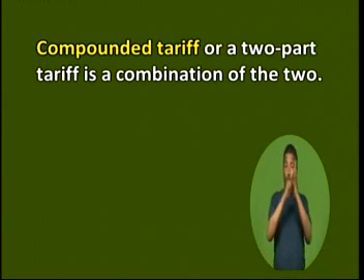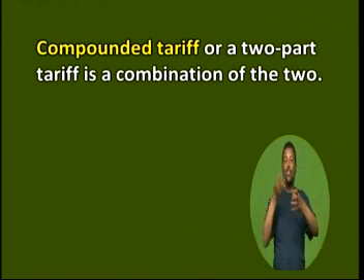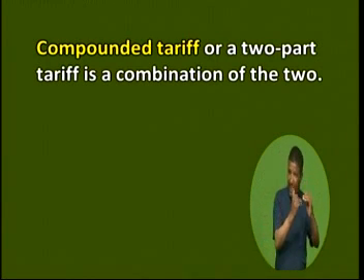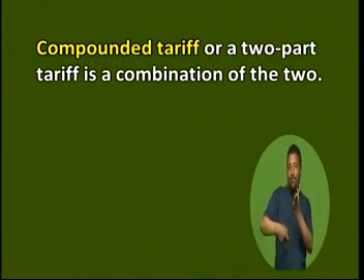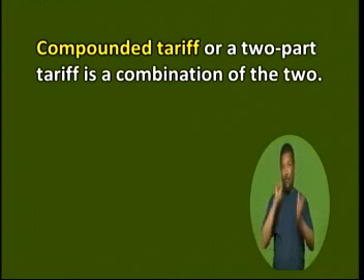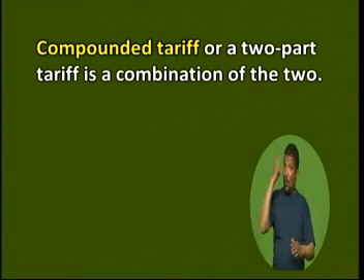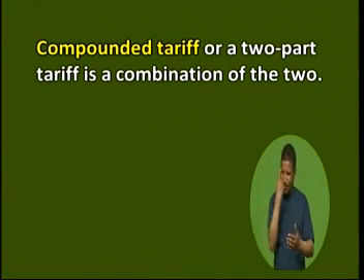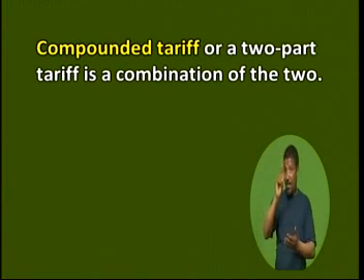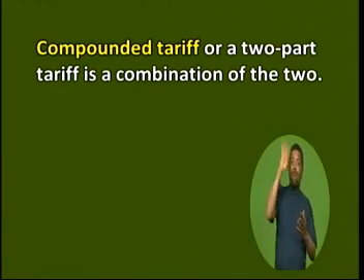Compounded tariff, or a two-part tariff, is a combination of both specific and ad valorem tariffs. For instance, 100 birr per piece of DVD player and 40% on its value. Well, students, now let's also see the non-tariff restrictions, such as quotas and exchange controls.